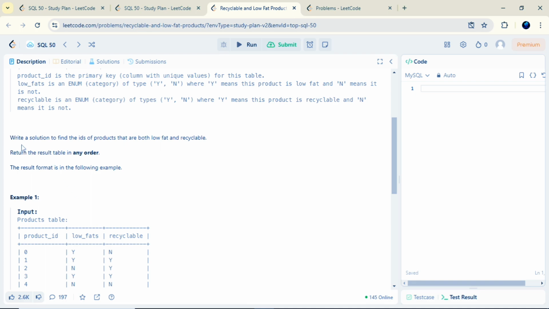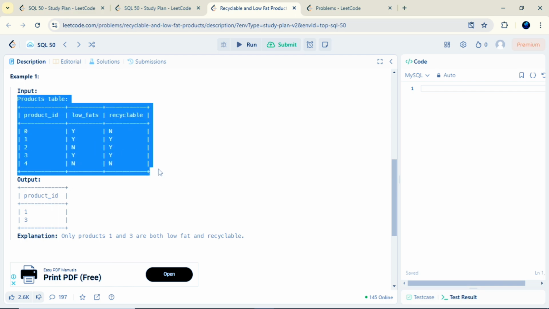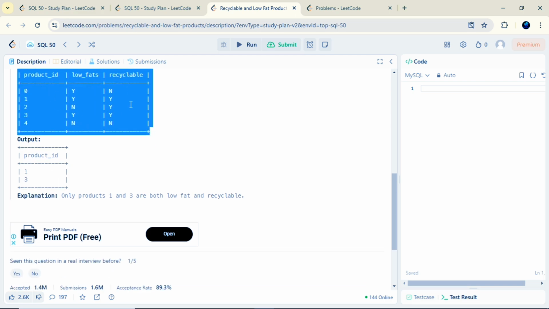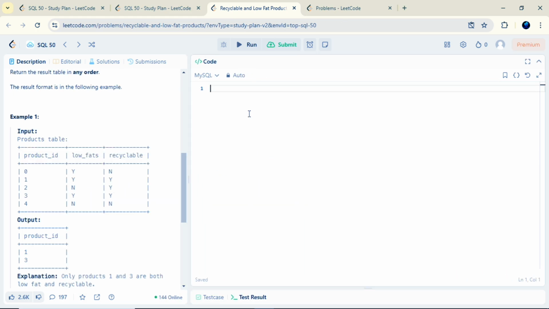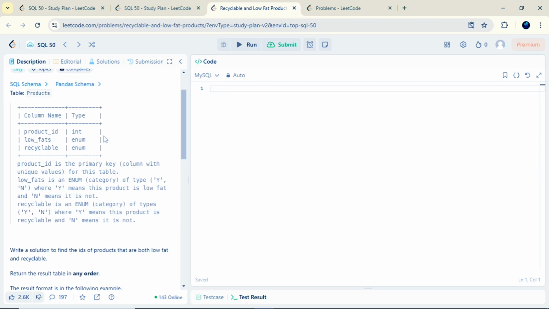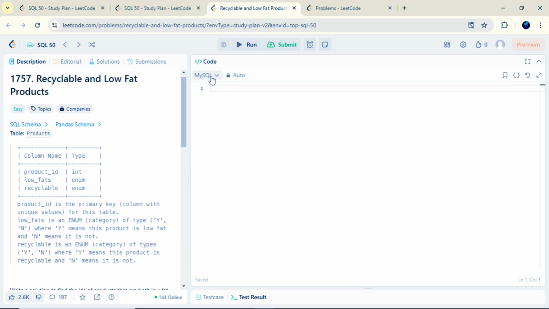So the question is: write a solution to find the IDs of the products that are both low fat and recyclable. We can sort the result in any order. Here below we have this Products table, that is the input table, which has the product ID, low fats and recyclable columns with the values given. The expected output here is in this way, where we are getting the product ID. Here we have two values only, 1 and 3. Okay, so let us solve the question now. To solve this question, as of now I am using MySQL. We have multiple options here, but currently I am using MySQL only. So let us start with this one.